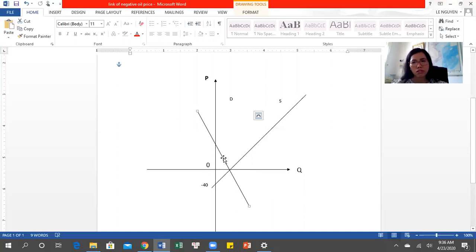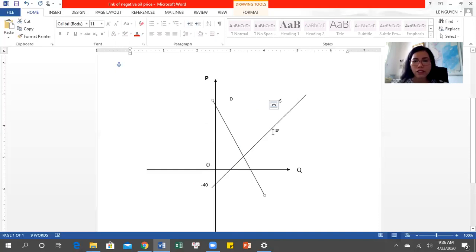Now, more and more countries adopt quarantine policies, which means the demand is lower than before. So the demand curve still shifts to the left. This means the equilibrium price goes below zero. That's the first case. So come back to the real one.